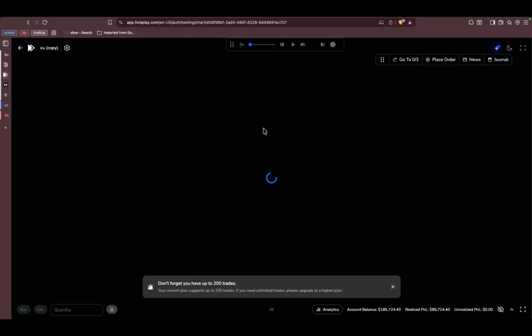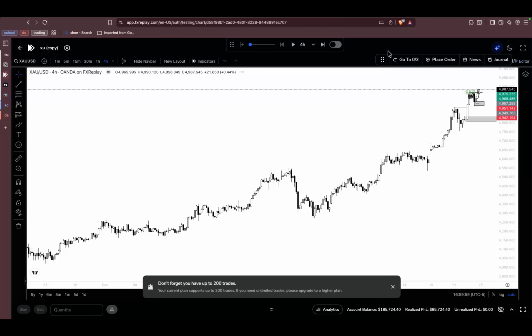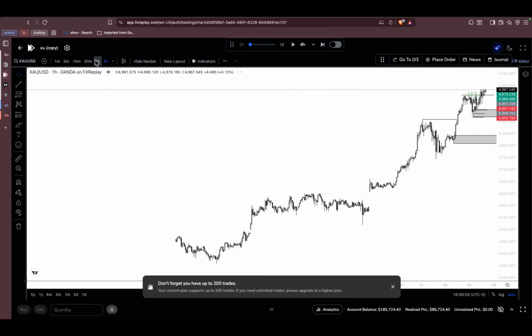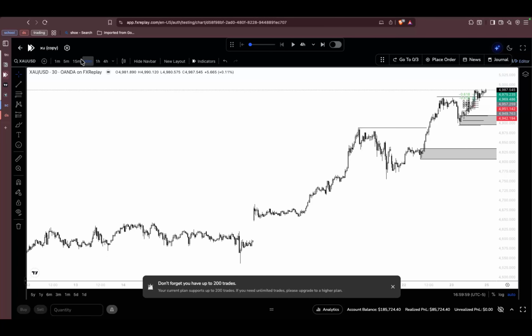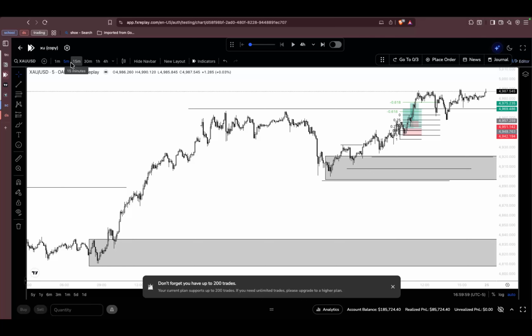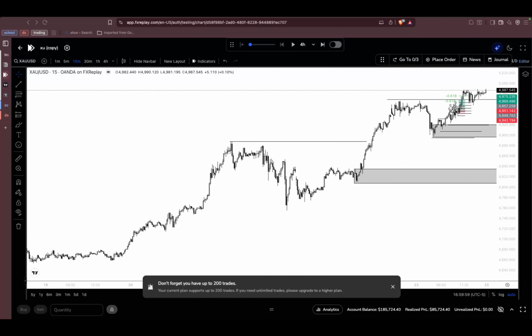Let's go to the chart real quick. I do find it interesting that our sells were more, or we had better chances with our sells than our buys. That was very interesting to me. But yeah, that's basically it. So yeah.